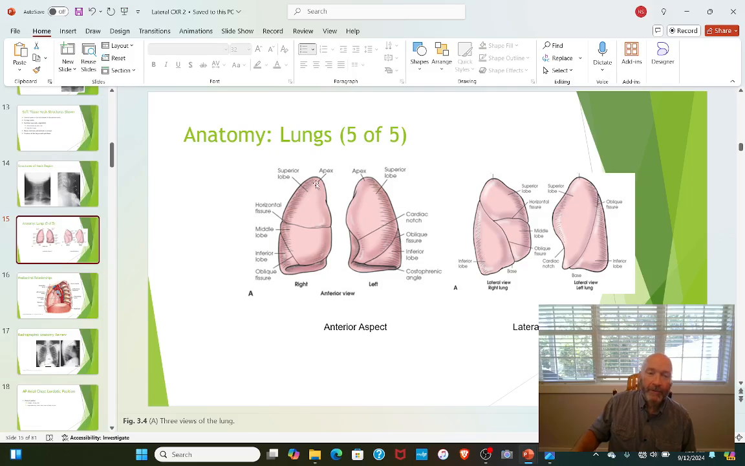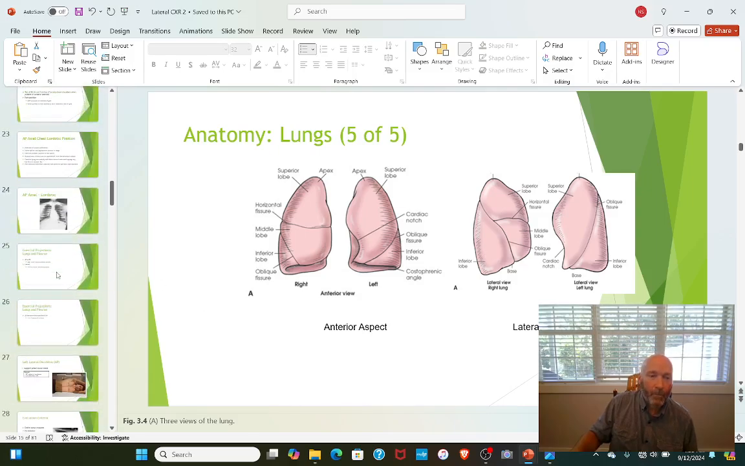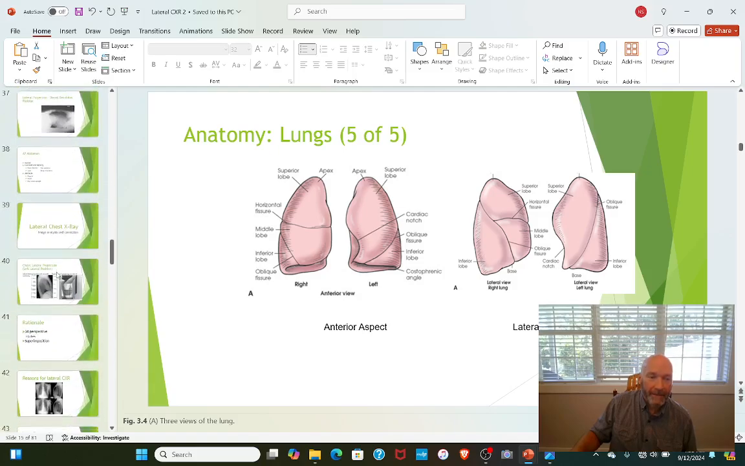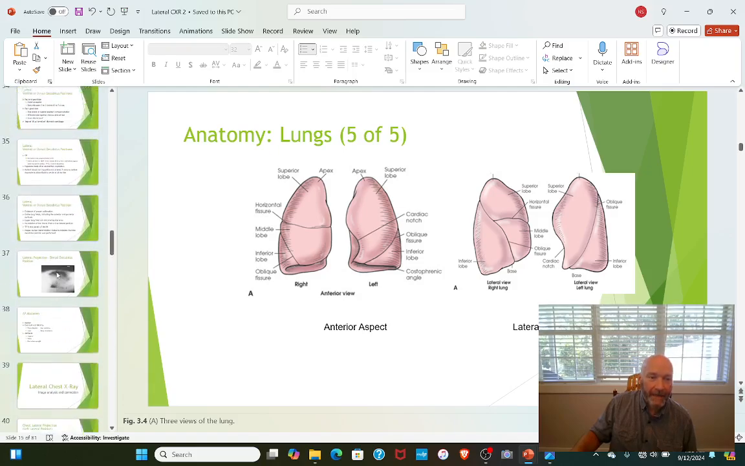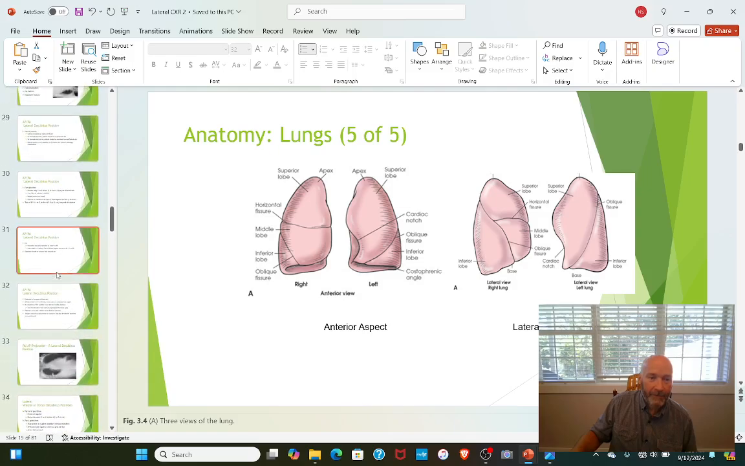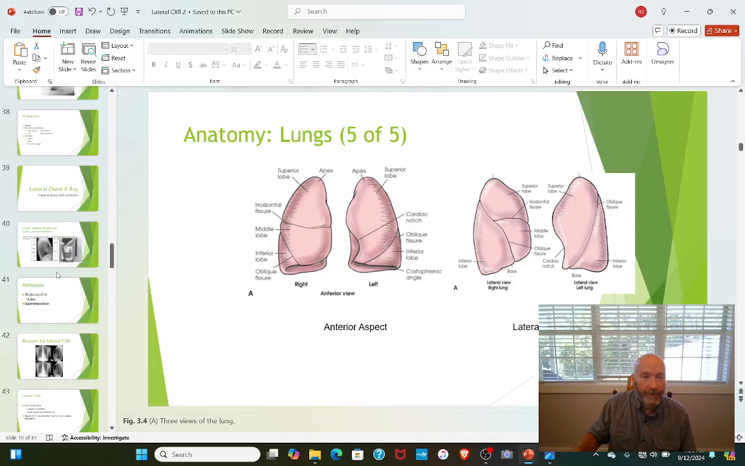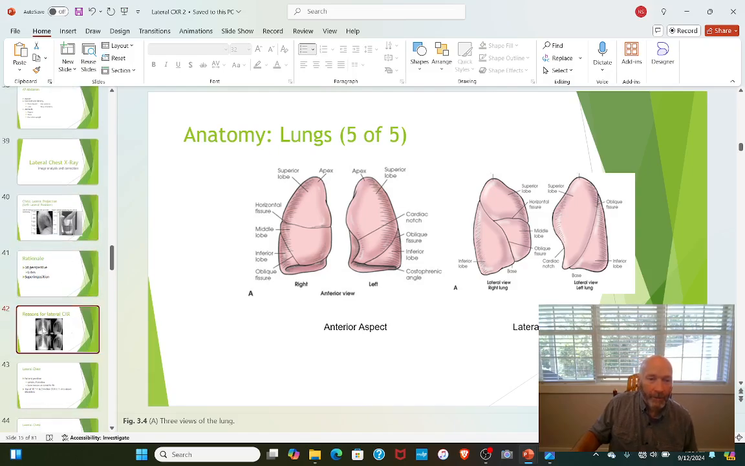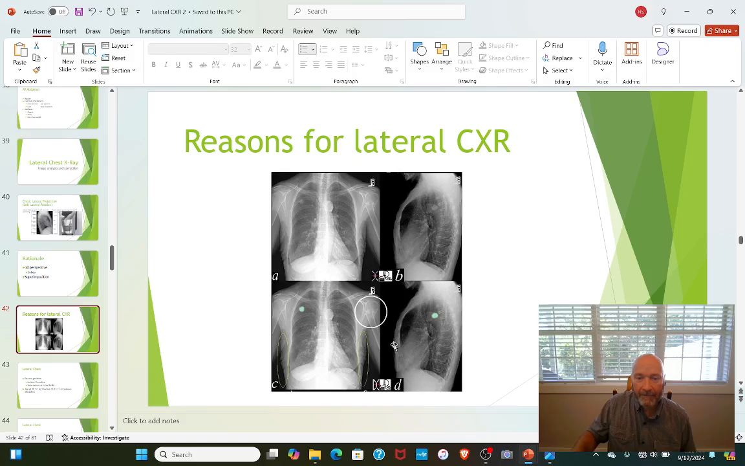So even though what we're talking about in the position of those lobes is either what's at the top or what's at the bottom, they cover a lot of territory. So the point I'm trying to make is that in a PA chest X-ray, if we have a lesion that shows up in one place, it makes it very difficult to identify exactly where that lesion is.